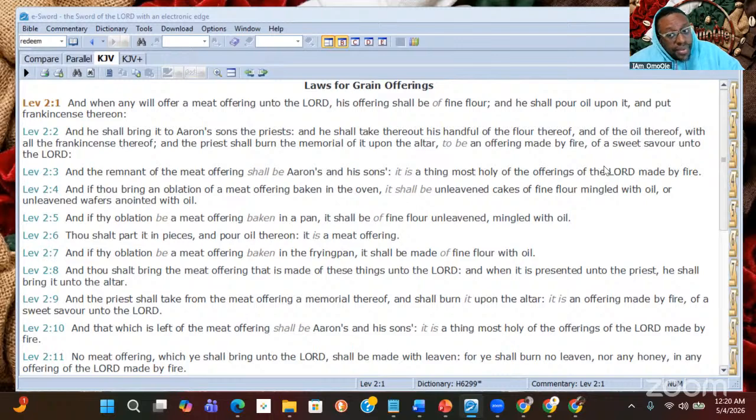So that's whether it's an oven or it's on top in a pan, like a cast iron skillet or something. Either way it goes, it needs to be unleavened, no yeast, and mingled with oil. Thou shalt part it in pieces and pour oil thereon. It is a meat offering.